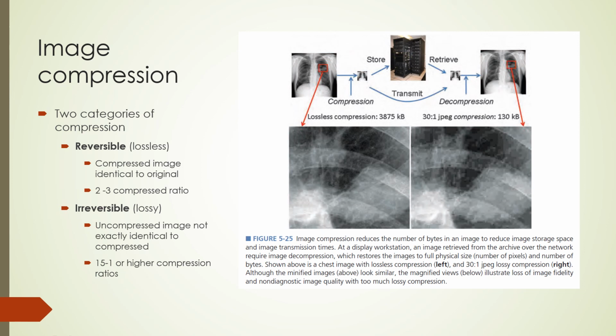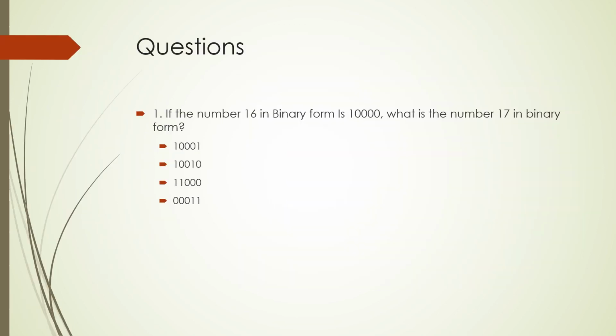In irreversible compression, information is lost, and so the uncompressed image will not exactly match the original image. However, irreversible compression permits much higher compression. Ratios of 15 to 1 or higher are possible with very little loss of image quality. Let's now answer a few questions.